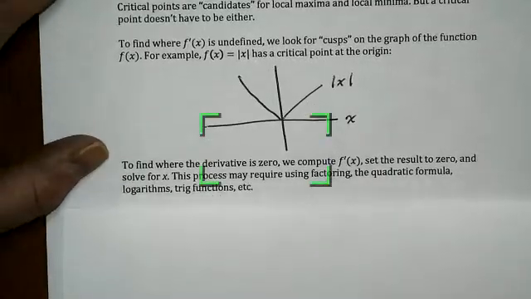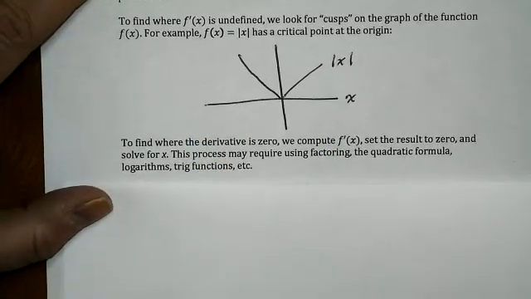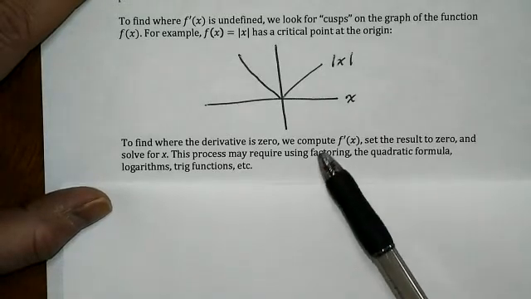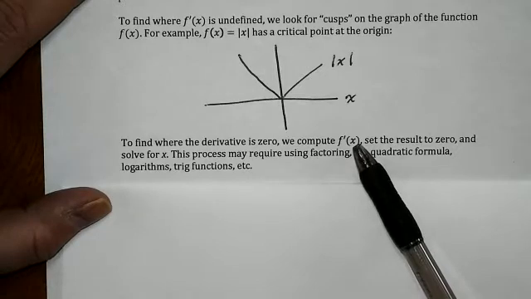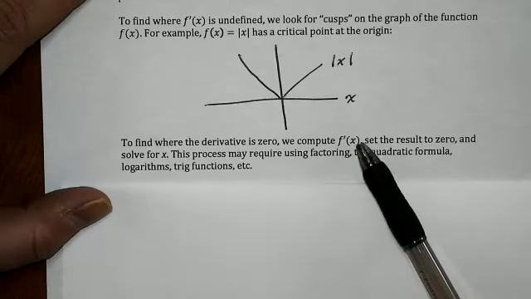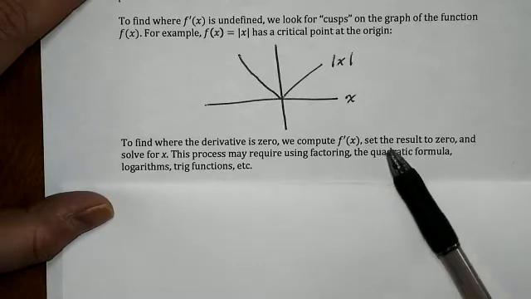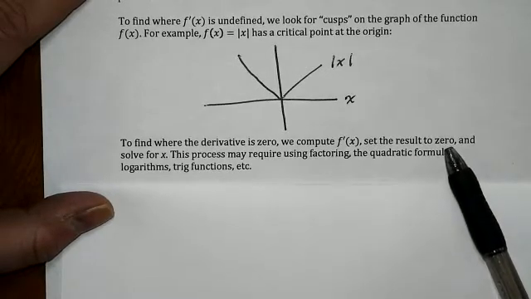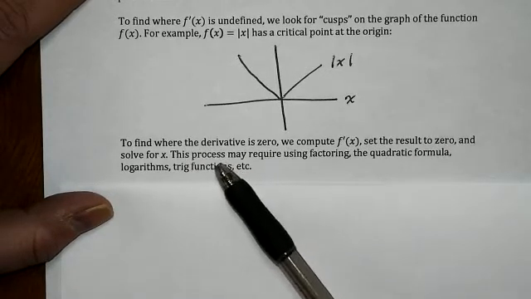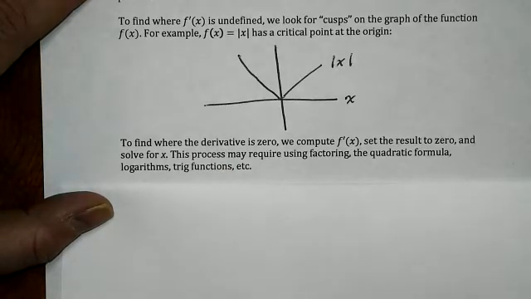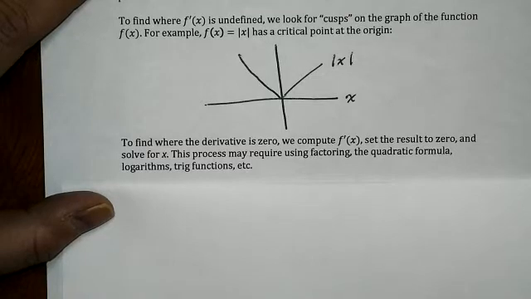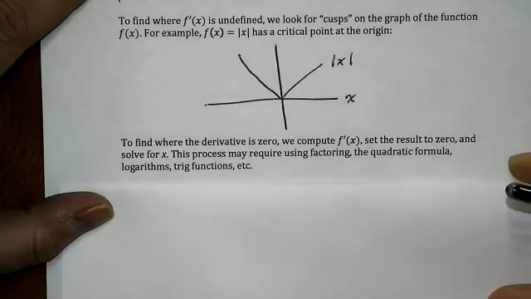Now to find where the derivative is 0, which is what we'll be doing most of the time, the process is as follows. We compute the derivative of the function, which we're pretty adept at now because we've been looking at shortcut rules in all of Chapter 3. We set the derivative result to 0 and then we solve for x. And this process of solving may require factoring, the quadratic formula, logs, trig functions, all sorts of things. There's no set rule.